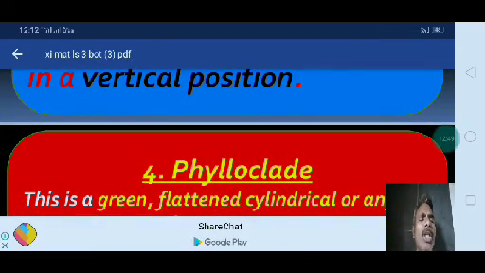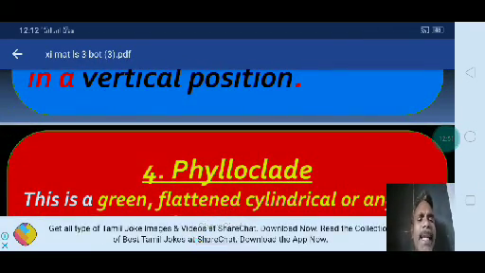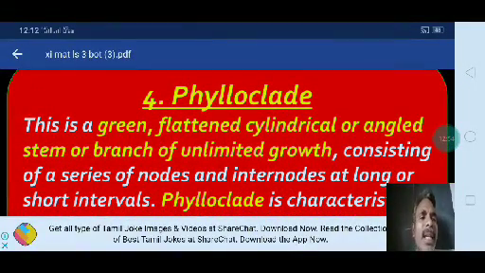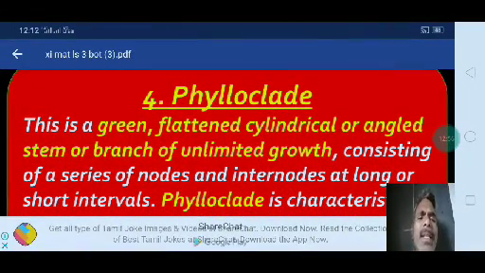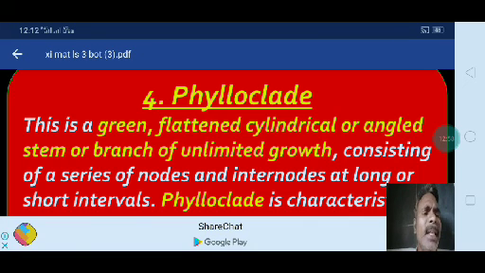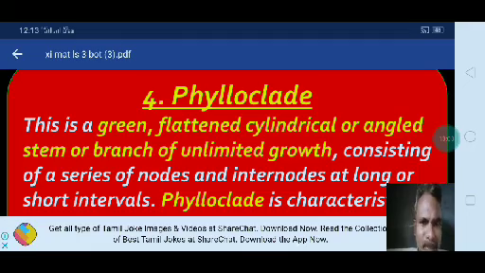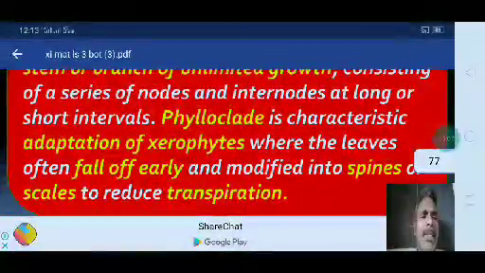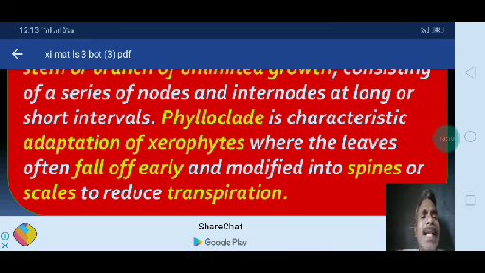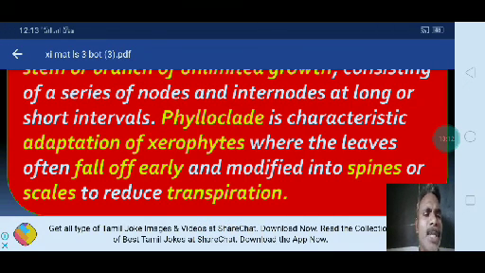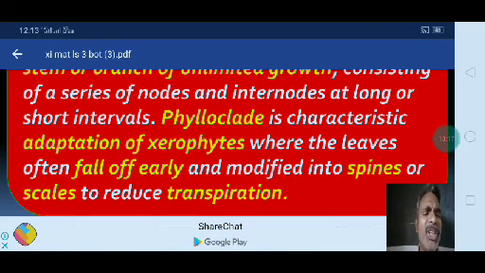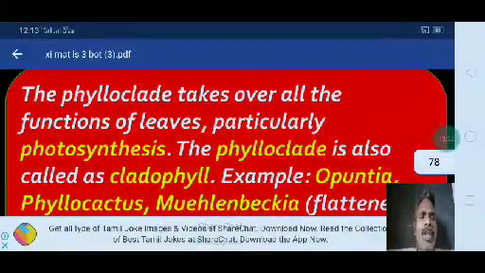Okay, the next one, phylloclade. This is a green, flattened, cylindrical or angled stem. Green, flattened, cylindrical or angled stems or branches of unlimited growth. It consists of a series of nodes and internodes at long or short intervals. The phylloclade is a characteristic adaptation of xerophytes mostly, where the leaves often fall off early or are modified into spines and scales to reduce transpiration.